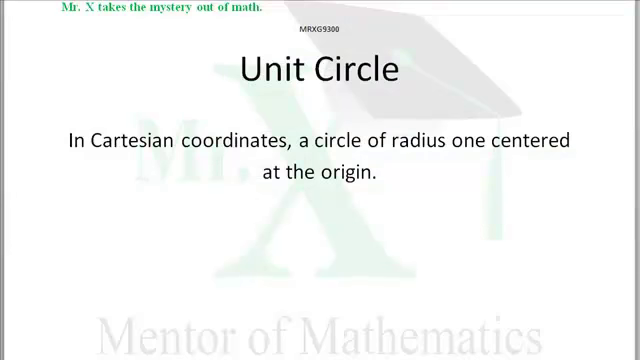A circle of radius 1 centered at the origin. We use this all the time to explain trigonometric principles. The unit circle. It is your friend when you study trig. The unit circle. Radius of 1 centered at the origin.